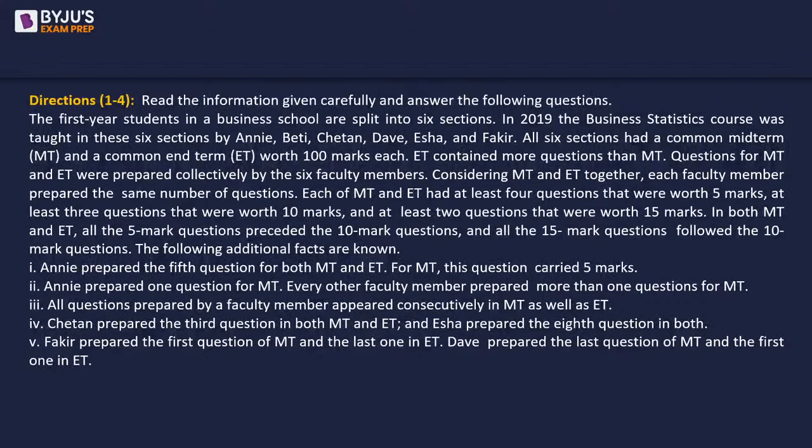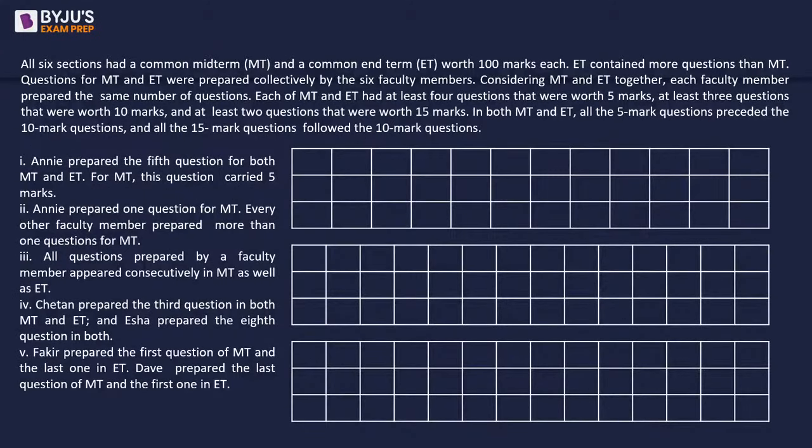ठीक है, तो ये आपका सडन सीधे अरेंजमेंट नहीं है, पहले हमें कुछ कैलकुलेशंस करने हैं. क्या कैलकुलेशंस करने? So if we look at 6 sections and 100 marks each. So if I talk about the exam midterm, 100 marks ka, right? It says each of MT and ET had at least 4 questions that were worth 5 marks. So 4 questions, हर question का 5 marks, तो 20 marks इधर हो गए.